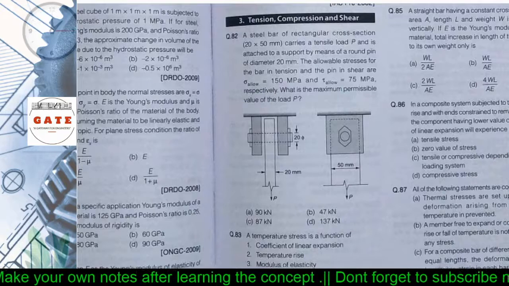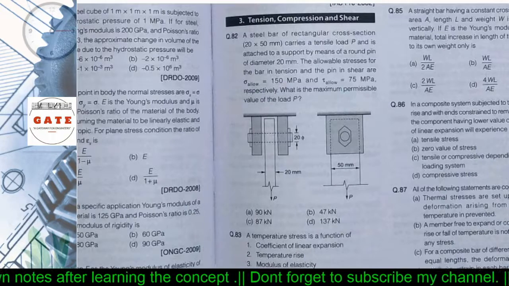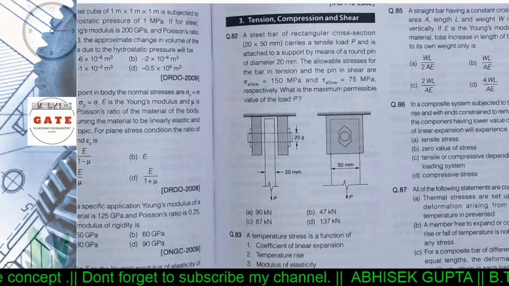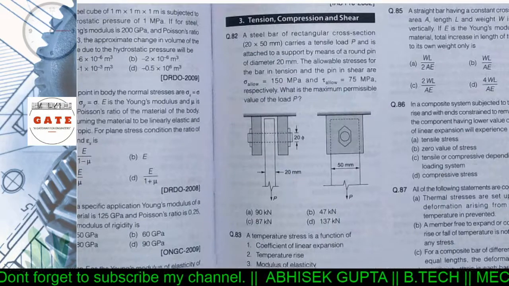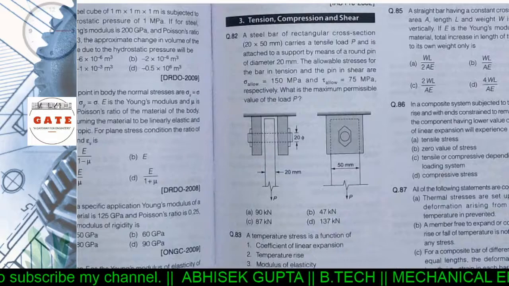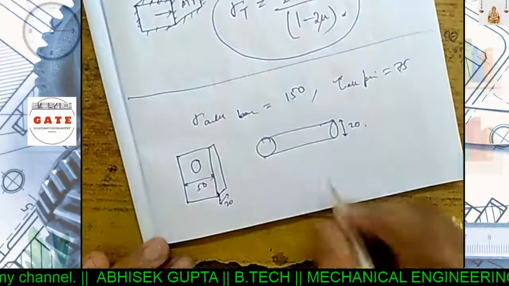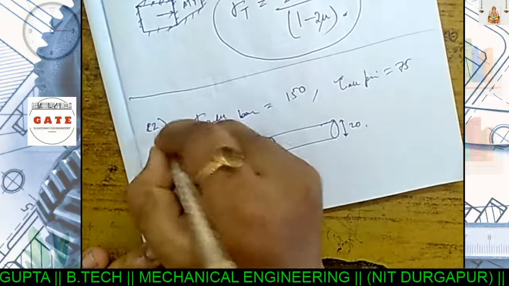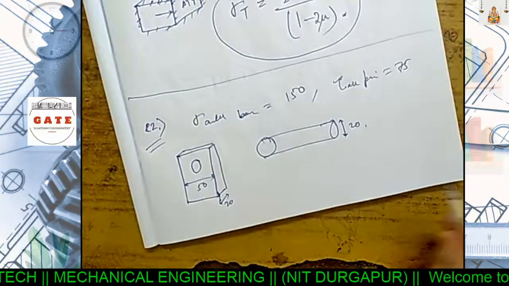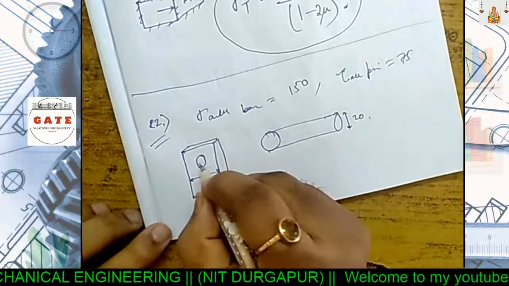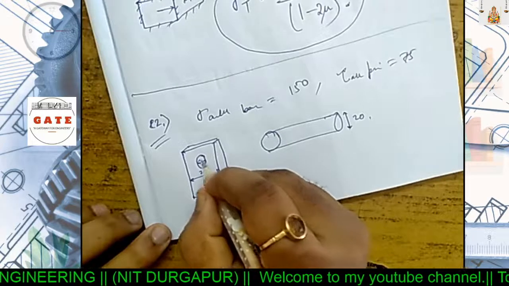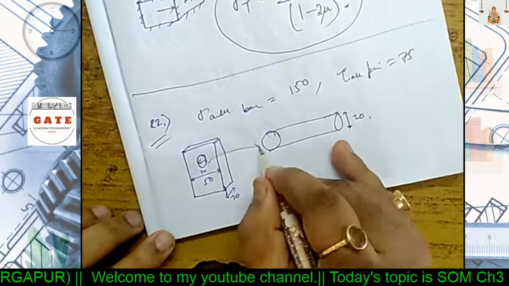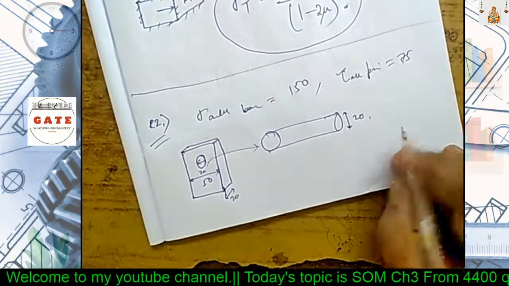Okay, and for the pin it is of diameter 20. Okay. So this is question number 82. So this is the case. See, 50, 20, this is 20, and this is the pin. So here the long section of the pin is shown here.